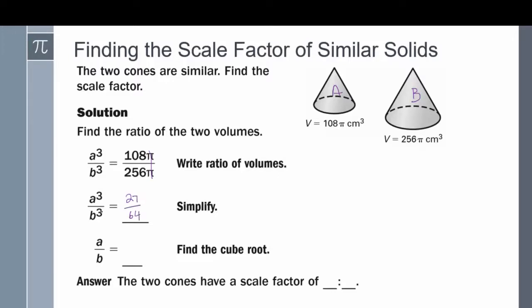To figure out what a and b are, you're going to take the cube root of 27 and the cube root of 64. Cube root of 27 is 3 and the cube root of 64 is 4. So the scale factor of the two cones is 3 to 4.